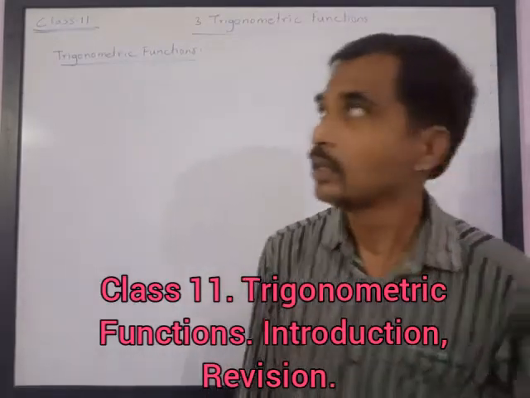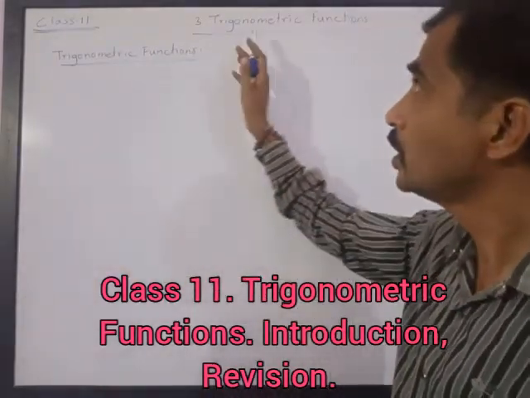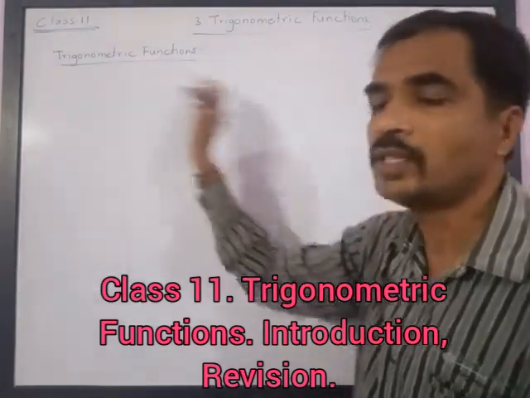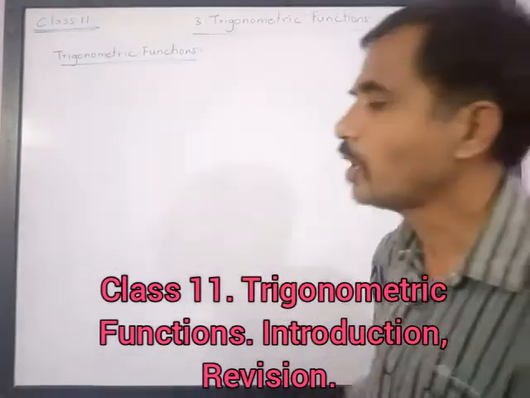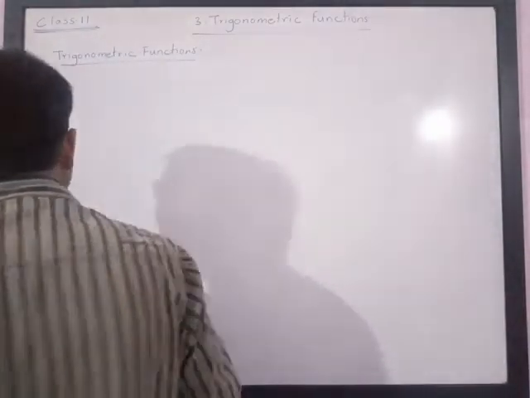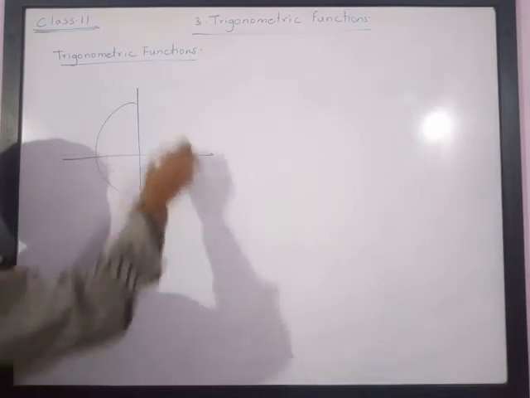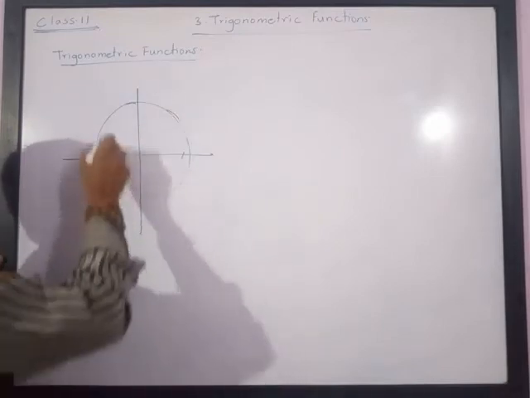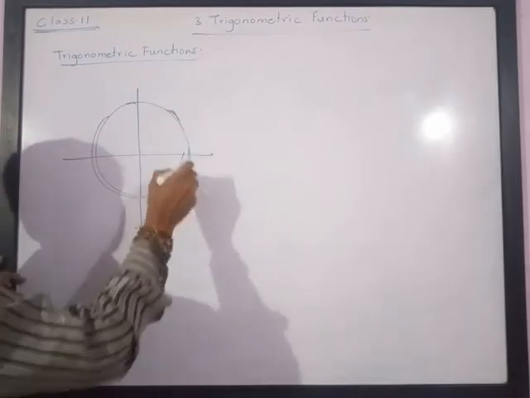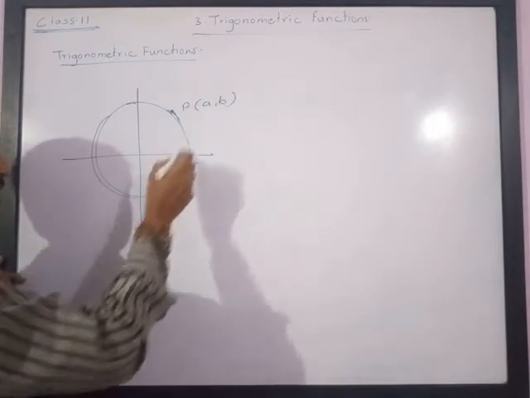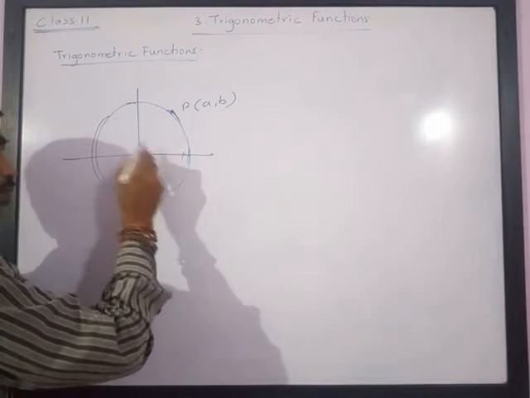Dear friends, we are studying trigonometric functions in class 11 and we are trying to revise the topic whatever we have studied. Now, for a unit circle we have studied. If this is a unit circle, then if P is any point on the circle whose coordinates are A and B, this unit circle means radius is 1.